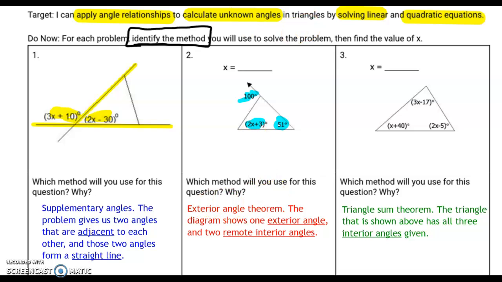And then for that last one, it tells us that we're going to be using the triangle sum theorem. In this triangle, we have one interior angle, a second interior angle, and then a third interior angle. All interior angles, unlike this one and unlike this one. So if you have all three interior angles, we're going to use that triangle sum theorem, which means that they all add up to 180 degrees.